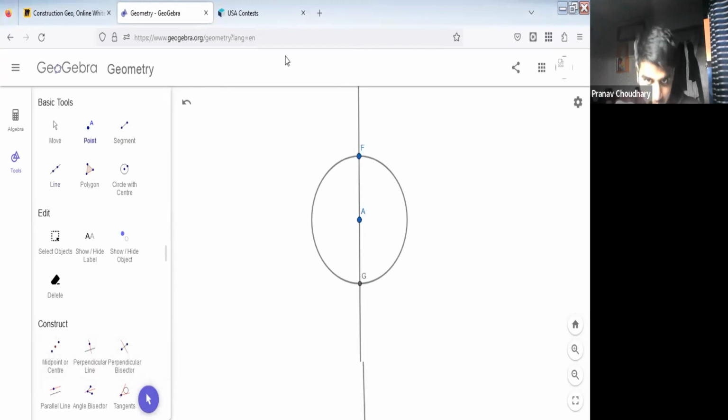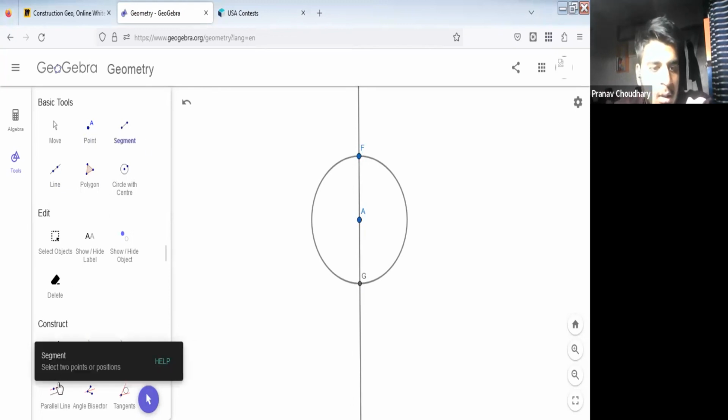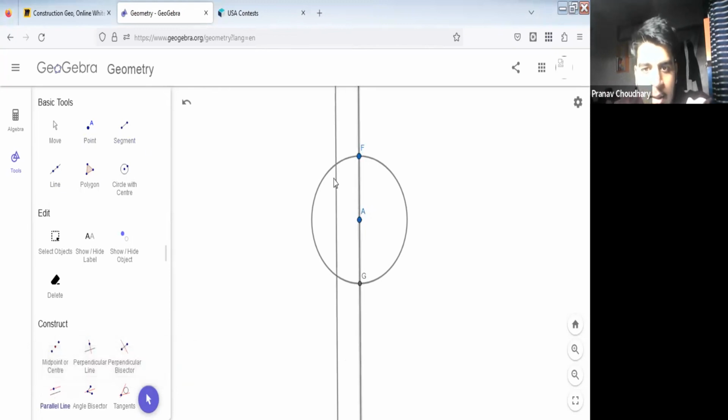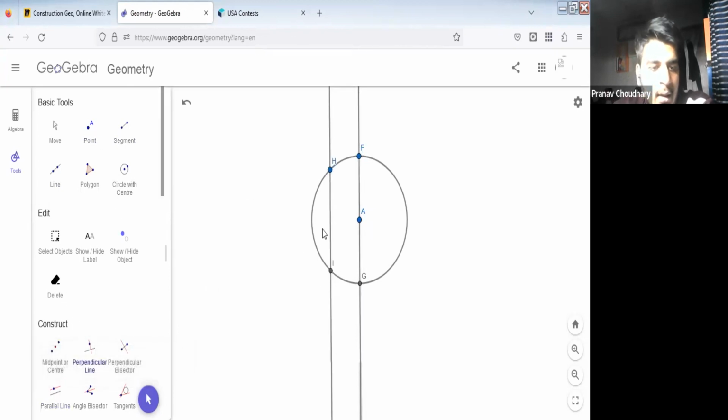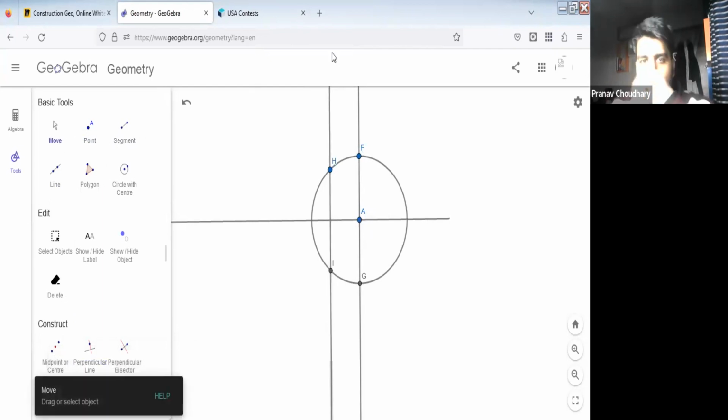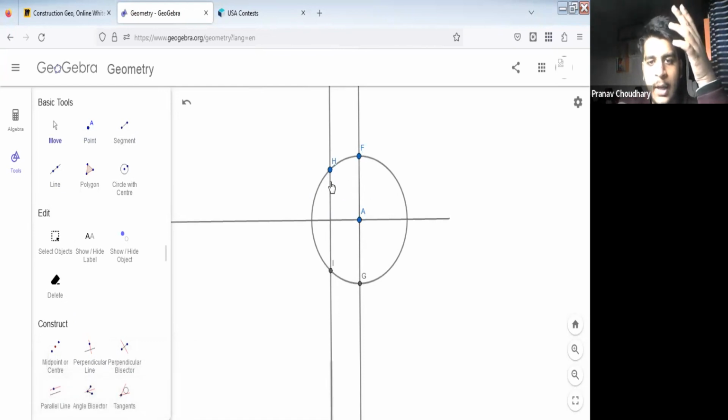So A is the midpoint of FG. What else do we know? We take any chord, let's say this chord, and the midpoint of this chord lies on this line. So basically we have two chords, and the midpoints of those lie on the perpendicular line through those chords.